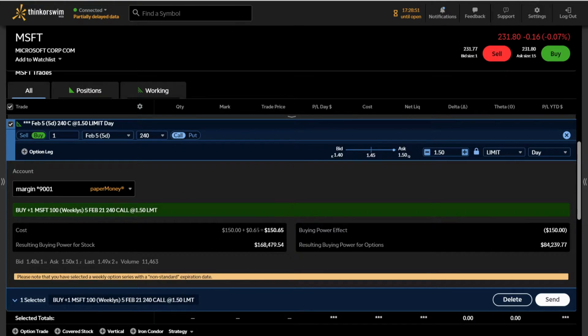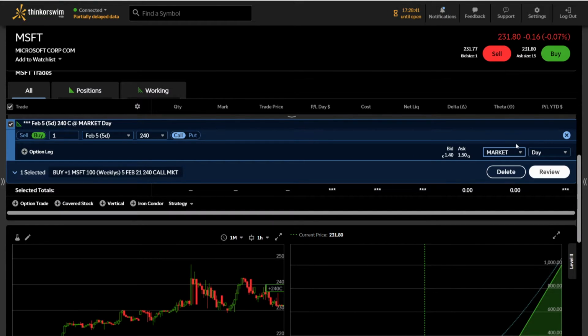and TD Ameritrade does charge 65 cents per contract, so it's going to cost us $150.65. Now this is after hours, so it's not going to fill, but we can change this to a market order, meaning it's going to just try to fill, more than likely at the ask or somewhere close to that, the next time the market is open.